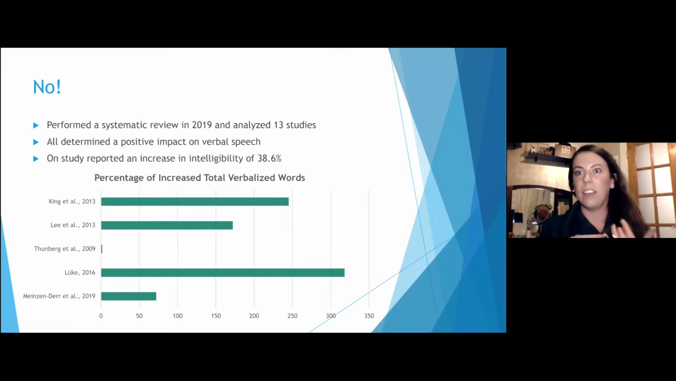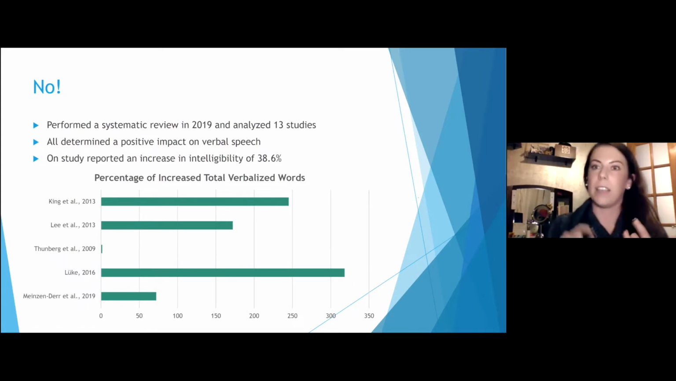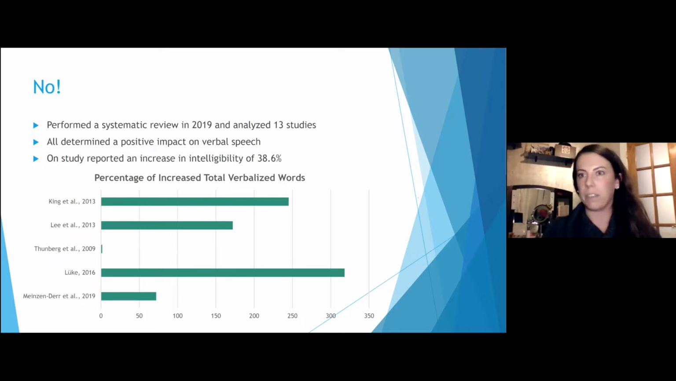I was looking for AAC users who were using a high-tech device, so something that provided a speech output. And then I was looking specifically for verbal speech, so studies that were analyzing that, and there were not a lot. There were only 13, which I was shocked by, but also kind of expected, because when there are a lot of studies that are looking at verbal speech, they're looking at other things as well. And they're also measuring it from different standpoints.